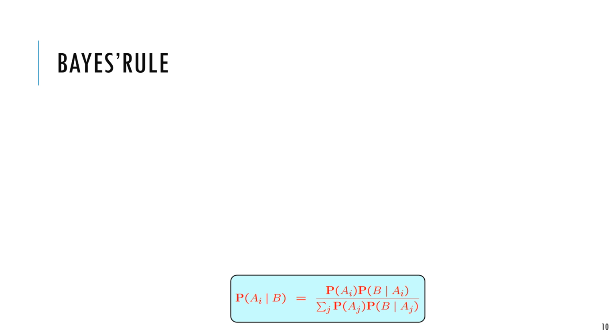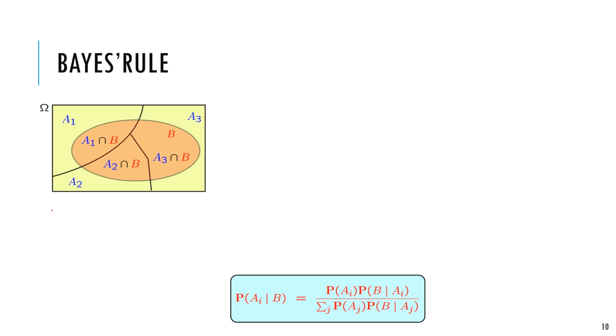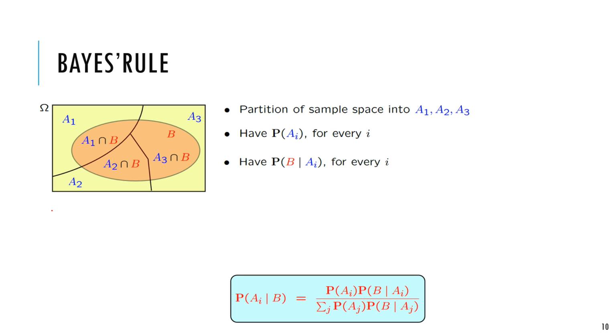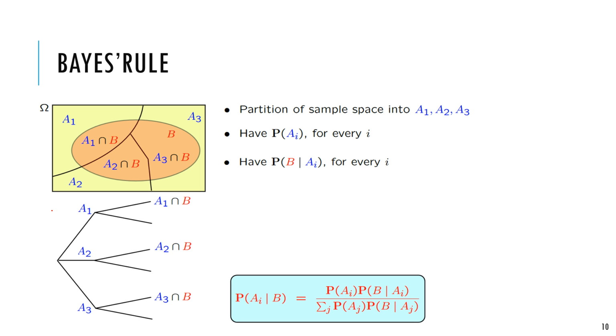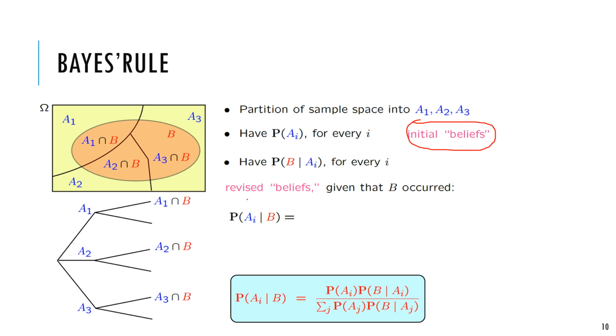Okay, we move to a very important theorem in probability. It's Bayes rule. For this rule we consider again the total probability, with the same sample space A1, A2, A3, and we call it the initial belief or prior belief. We have believed something, and we revise the belief given that B occurs.